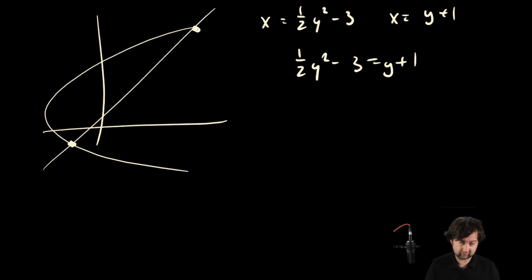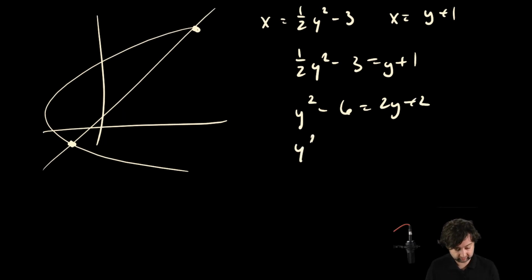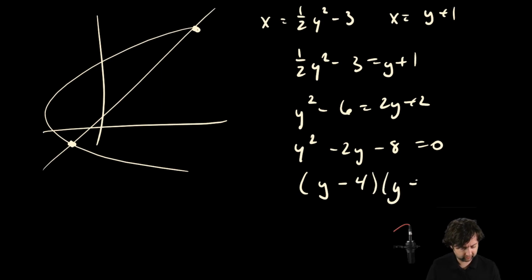So I can clear denominators by multiplying by 2, which will give me y squared minus 6 is equal to 2y plus 2. If you sort that all out on one side of the equation, you get y squared minus 2y minus 8 is equal to 0, which factors as y minus 4 and y plus 2. And so that means our points of intersection here are y is equal to 4 and y is equal to minus 2.